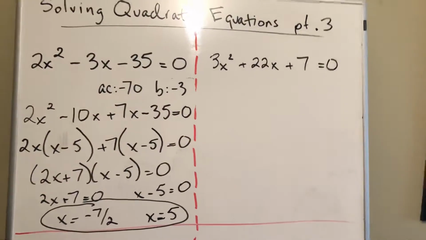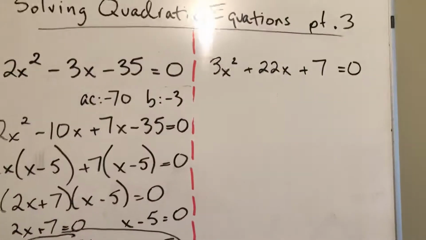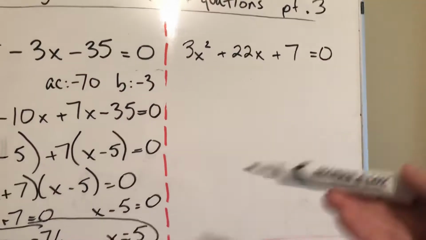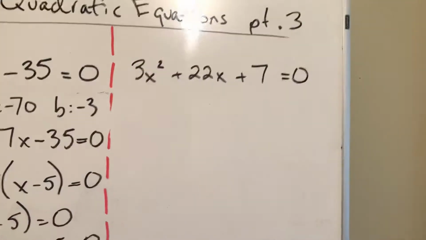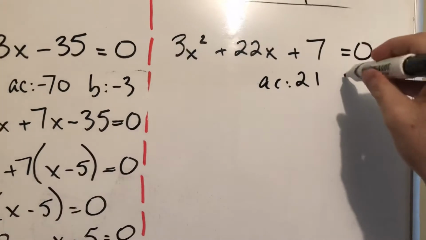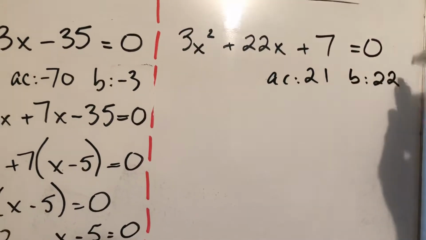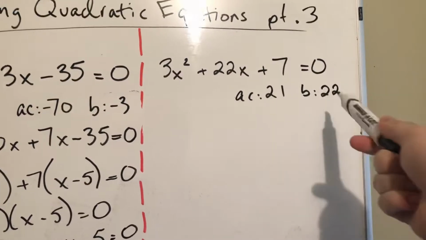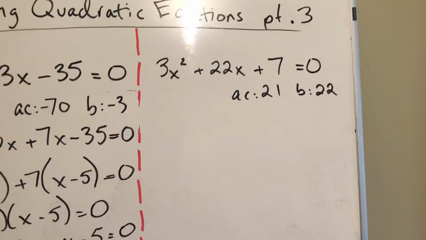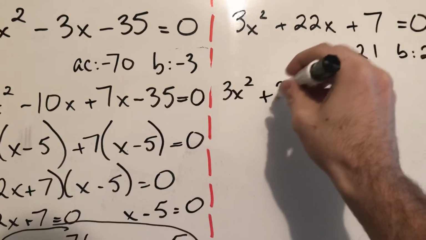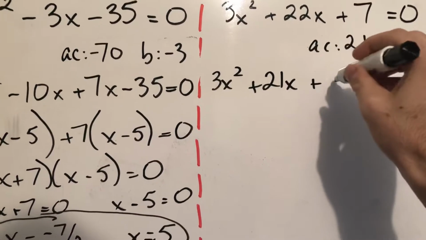Now hit play, I will do it. GCF, not with 3, 22, and 7. So I have to do the AC method. 3 times 7, that's an AC of 21, and a B of 22. This one's not too bad because we have all positive signs. The factors of 21 that sum to 22 are 21 and 1. 21x, 1x.